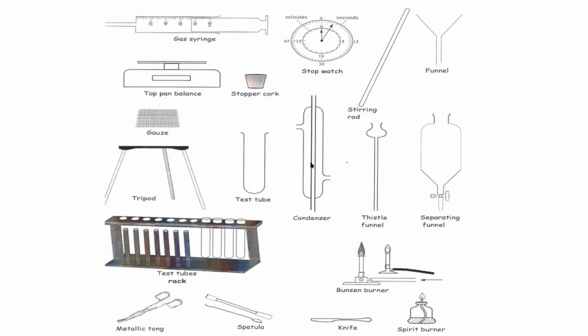This part is actually related to the apparatus. So you have to memorize the names of this apparatus, because in the exam, in paper 6, alternative to practical, the first question most of the time is to label the apparatus. So: gas syringe, stopwatch, stopper, top pan balance, wire gauze, tripod, test tube rack, metallic tongs, spatula, knife, spirit burner, Bunsen burner, separating funnel, thistle funnel, condenser, test tube.